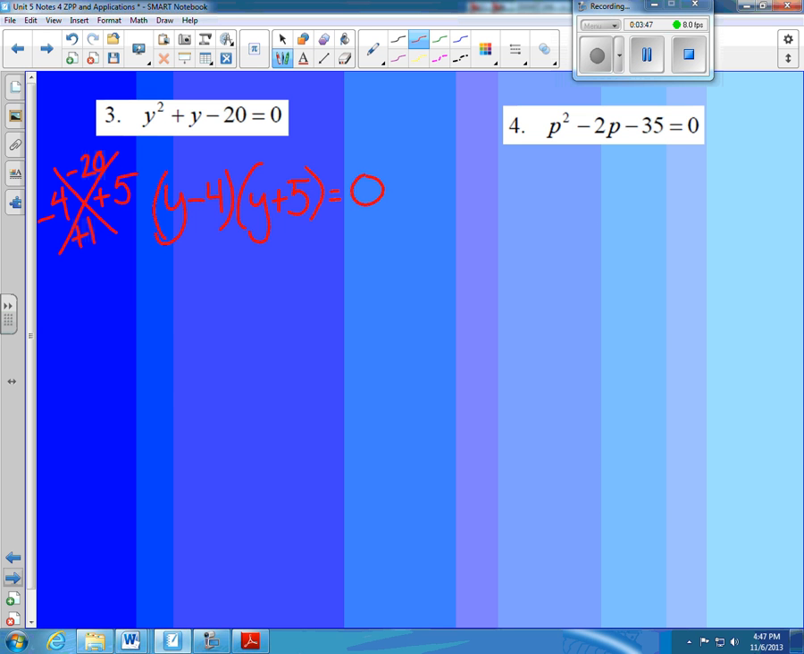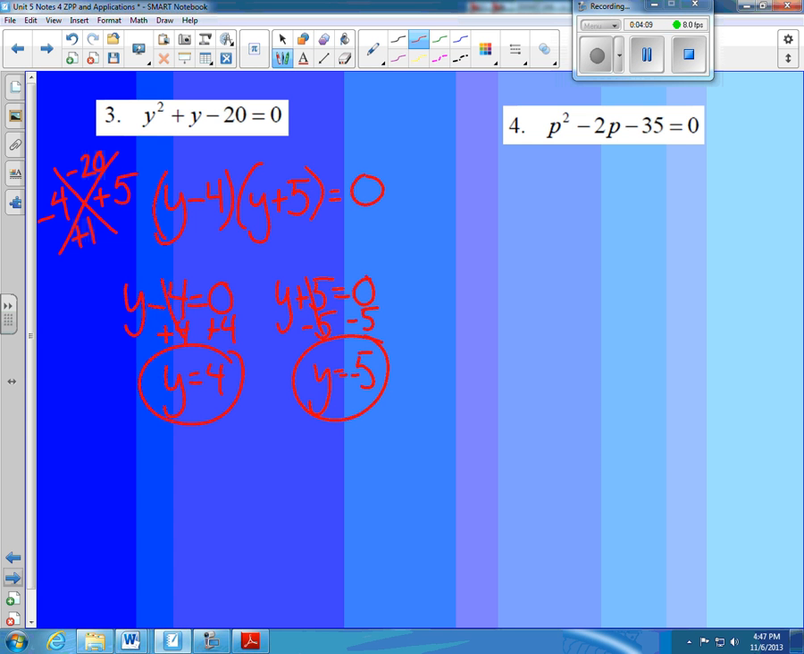All right, so we're going to set each piece equal to 0. Y minus 4 equals 0, so we add 4 to both sides, and we end with y equals 4. We're going to set our second one, y plus 5 equals 0, so minus 5 to both sides, and we get y equals negative 5.